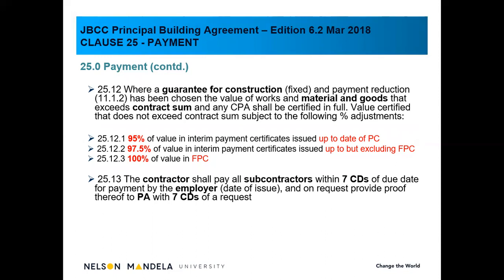25.13, the contractor shall pay all subcontractors within 7 calendar days. And also the employer can request the proof thereof within 7 days thereof. So the employer must pay the contractor within 14 days. And once the contractor received the payment, the contractor must pay the subcontractors within 7 days.